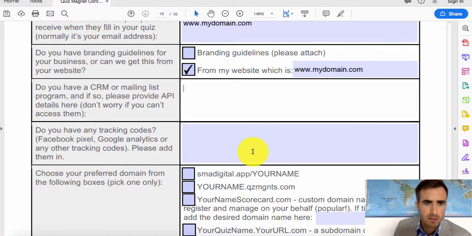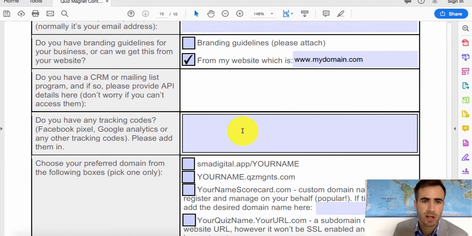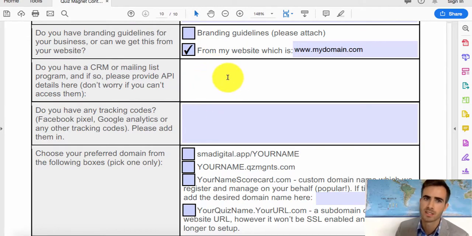Do you have a CRM or mailing list program? If so, put the details into here. It could be, for example, ActiveCampaign or MailChimp. If you have any of these and you can find what they call an API number, which is generally within the settings somewhere on your program, try to put that in here. Otherwise, we can talk you through this with you. If you just want to list down, like if you have Infusionsoft or Salesforce, just list that in here. And if you can't find the details, don't worry.